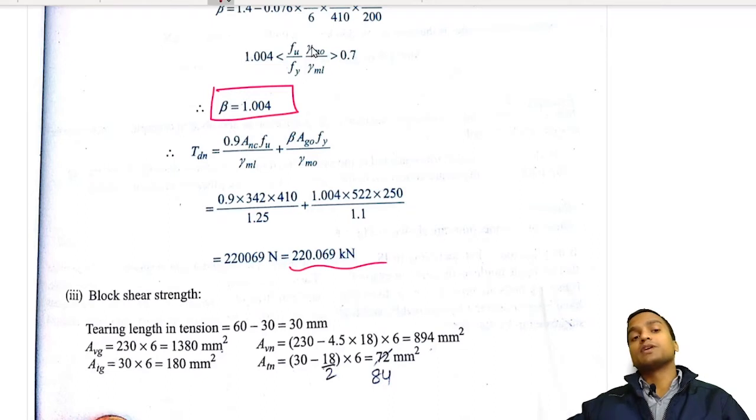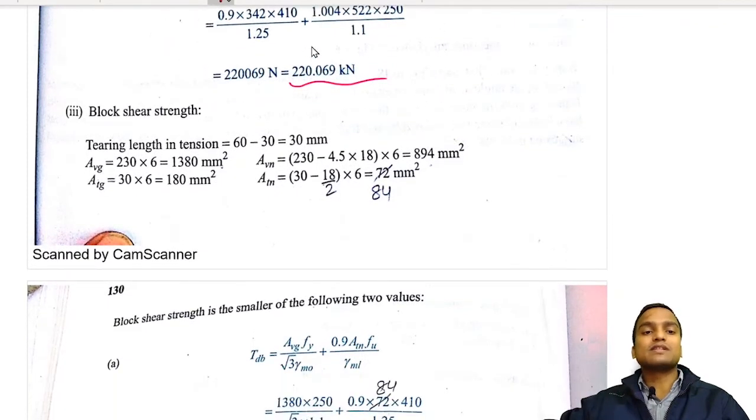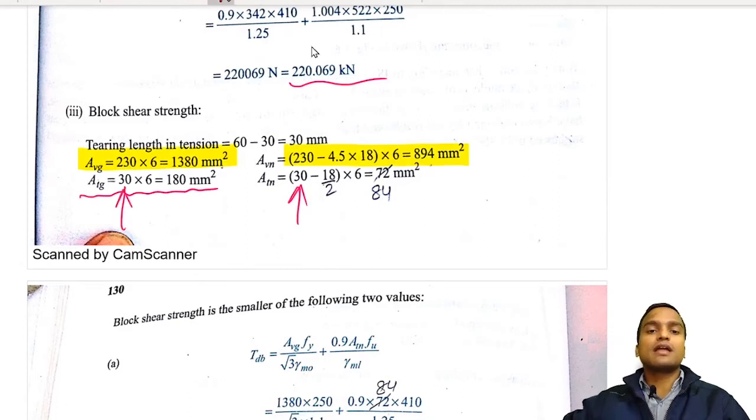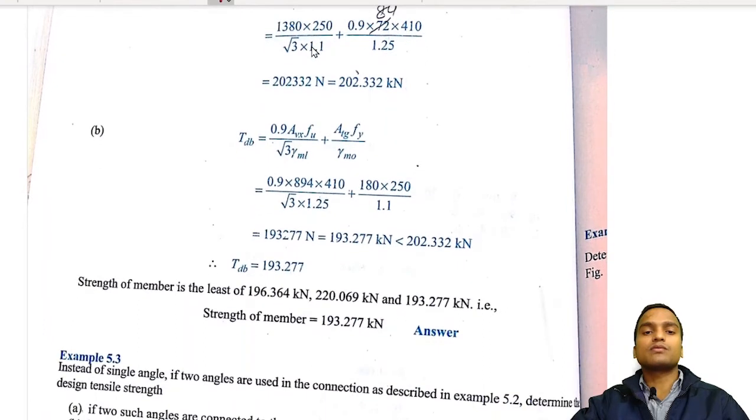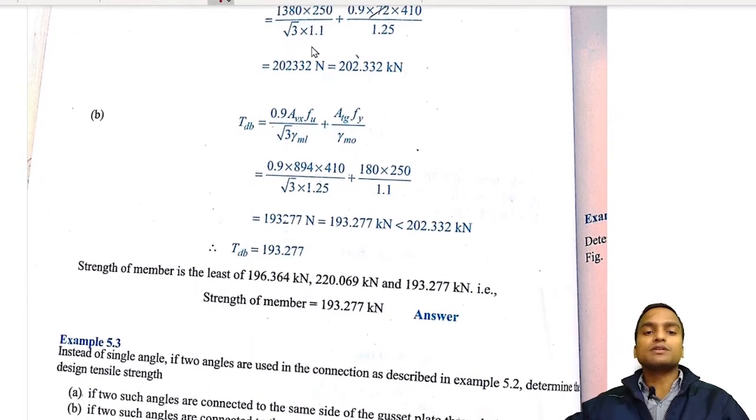Okay, now we have to again draw the diagram of block for getting the block shear strength. Now few dimensions will change here, like ATG. Now 30 into 6 is being done. AVG is same here, isn't it? And there are few printing mistakes that I have corrected, but still you can check all the calculations. And when we calculate the value here, TDB is the minimum of these two values, and here is 202 and 193, so we have considered this value of TDB.